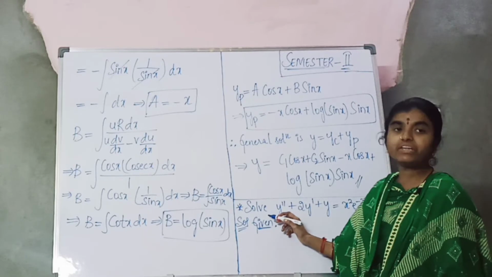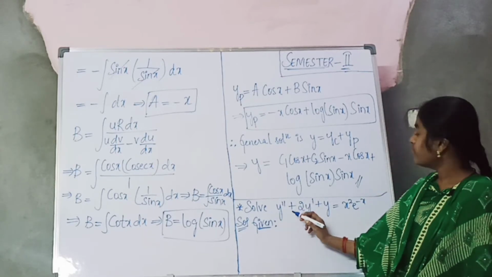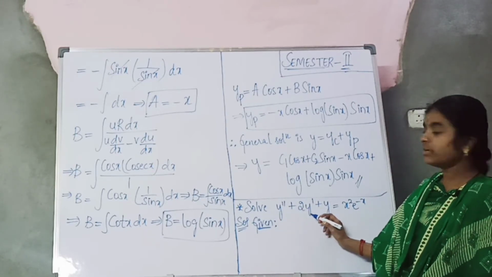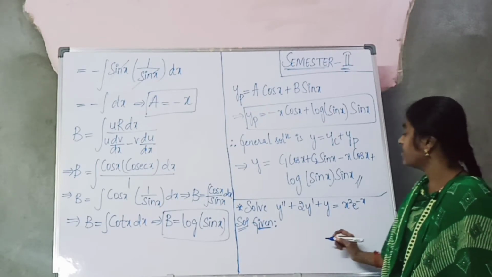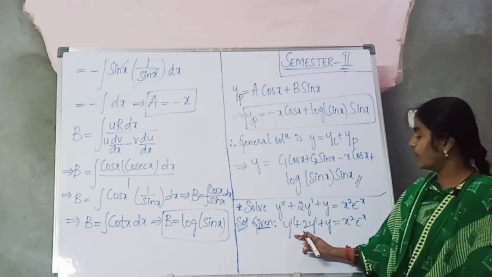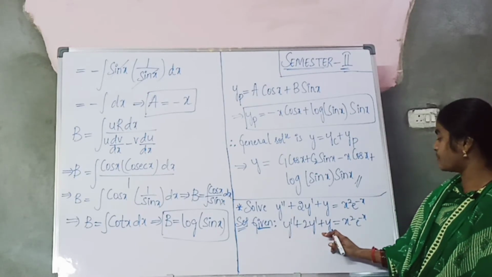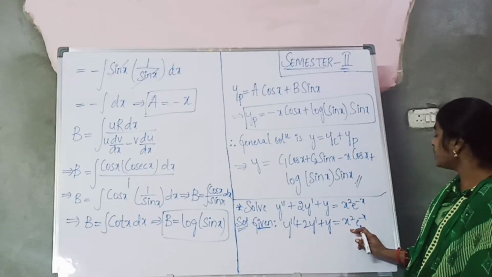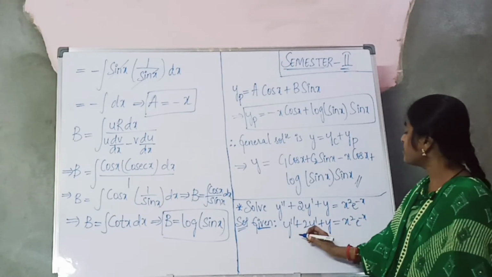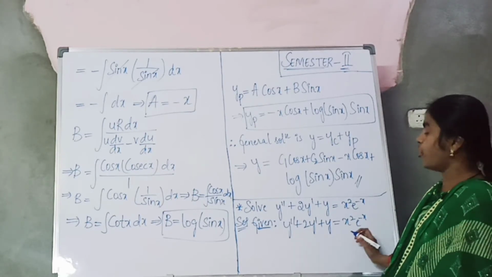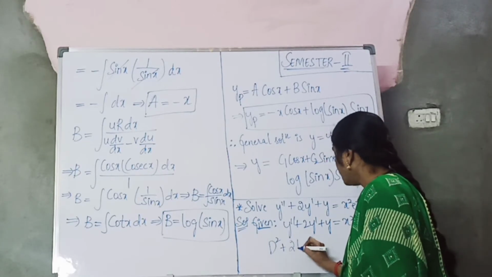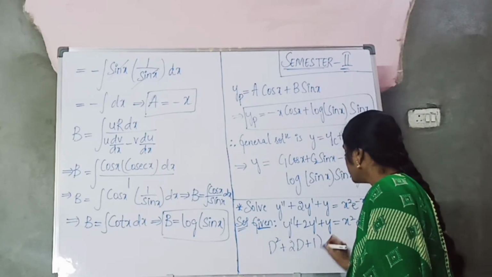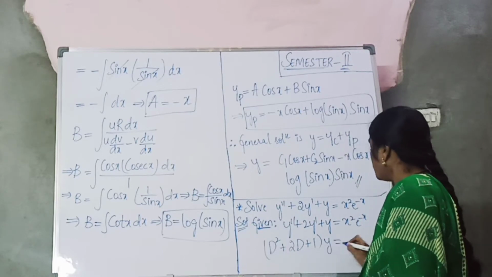So what is given here? Solve y double dash plus 2y dash plus y equals x square into e power minus x. This equation should be written in the operator form: D square plus 2D plus 1, into y equals 0.